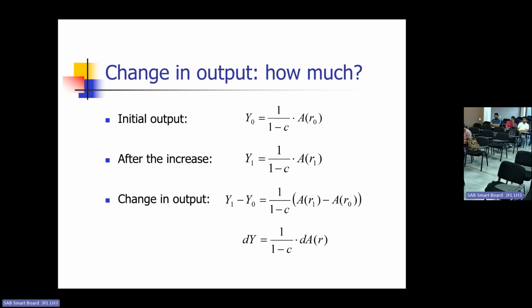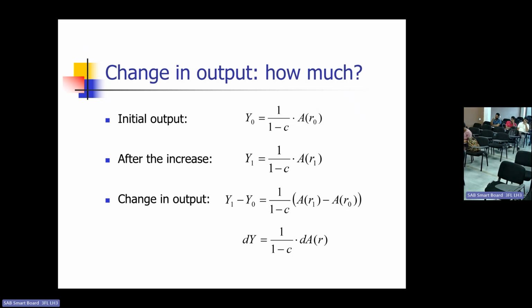1 over 1 minus 0.8, how much is it? 1 minus 0.8 means 0.2, and 1 over 0.2 means the multiplier is 5. So the change in investment is 20, 20 into 5, change in income is 100. So that is the change in income. This is explained in the equation form: we take the initial equation, the equation after the change, and the difference, and we explain the difference with respect to the change in the autonomous expenditure.